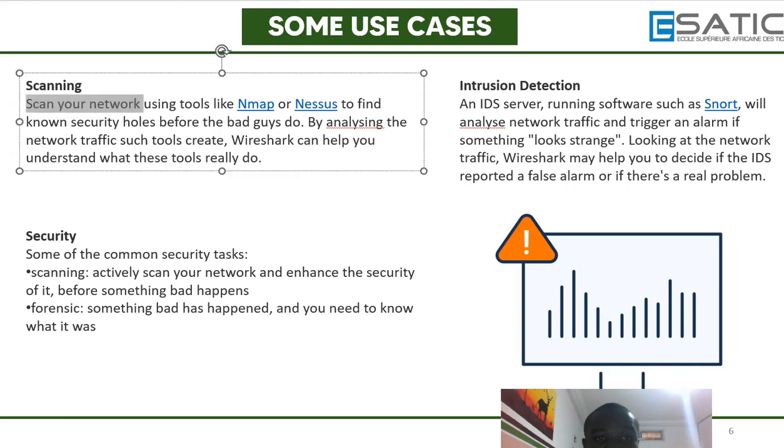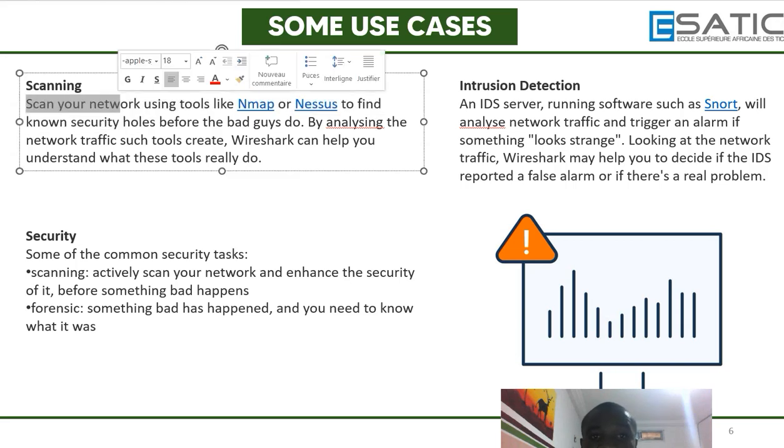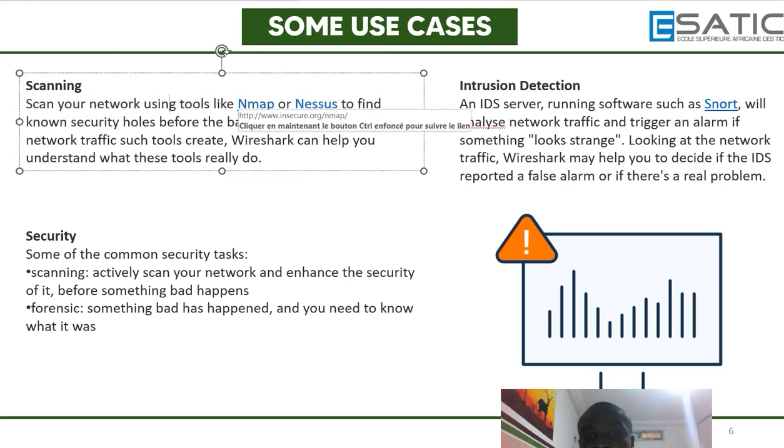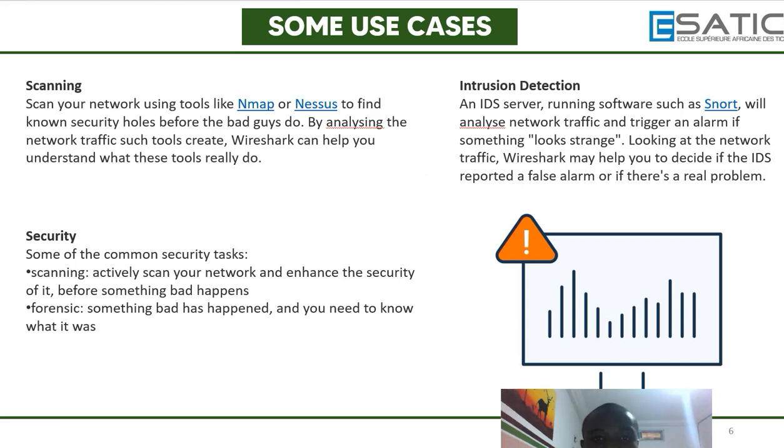So here, for example, to scan a network, you can use tools like Nmap or Nessus to find maybe unknown security holes before bad guys do. Bad guys here are bad actors, where we can list, for example, cyber criminals or cyber terrorists.